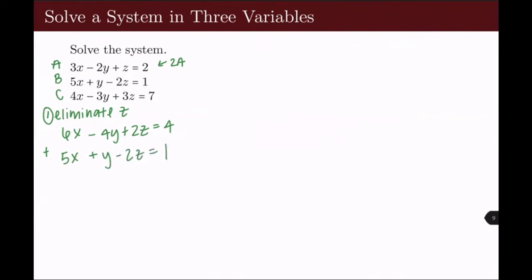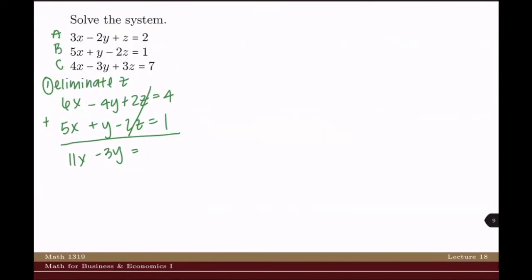So this is going to be equal to 11x minus 3y, and then my z's are now eliminated, equals 5. 4 plus 1 is 5. And then we're going to call this guy equation D.